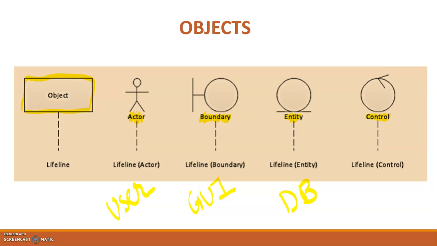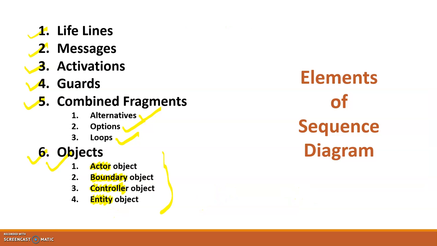We will see all these things, but just keep in mind that whenever you need to show the object, you can use either this or this or this or this symbol, or also you can draw the simple rectangle, right? So this is about the objects. If you see here, its lifeline is mentioned, that we will discuss in the example. So we are done with the objects. Now we will see different other elements.